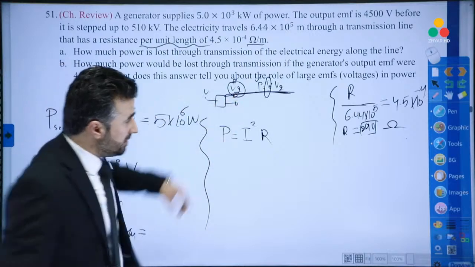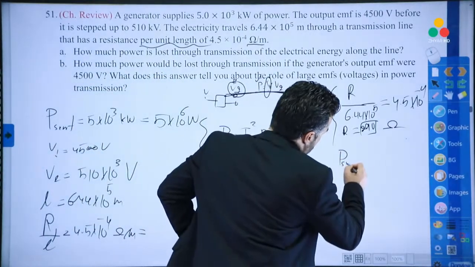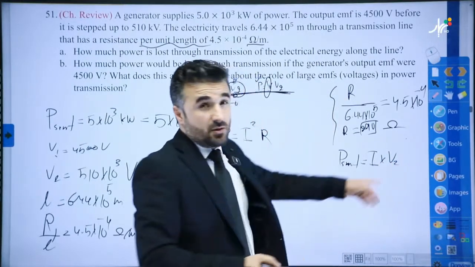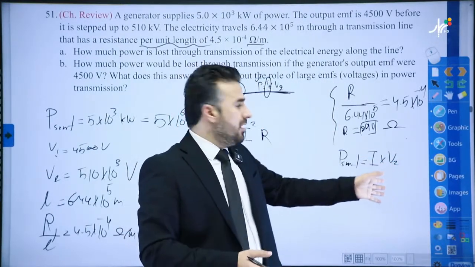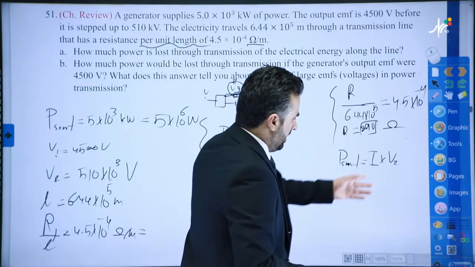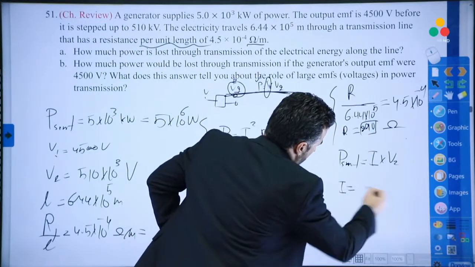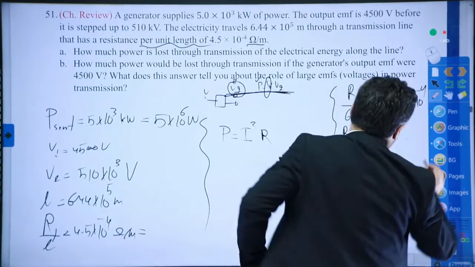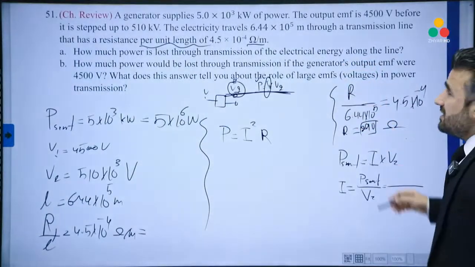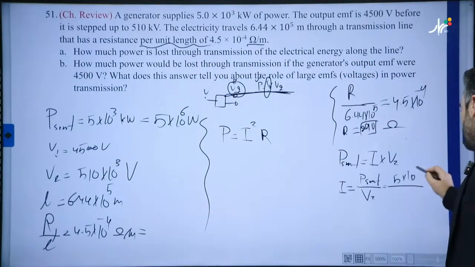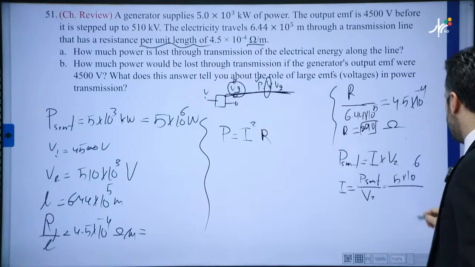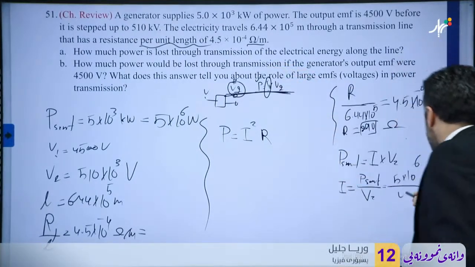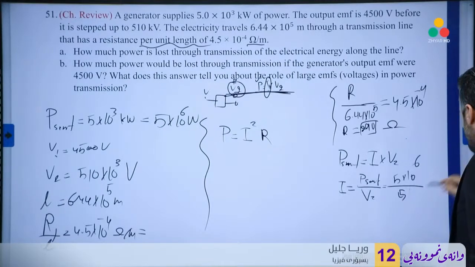So in order to do this, the power that is sent is equal to current times the voltage, V2, because that is the one we've stepped up. So the current here is equal to the power sent divided by the second voltage. What is the power that is sent here? The power that we sent is clearly 5 times 10 to the power 6. The voltage that is sent is the one that is stepped up, which is basically 510. Let's write this one nicer.